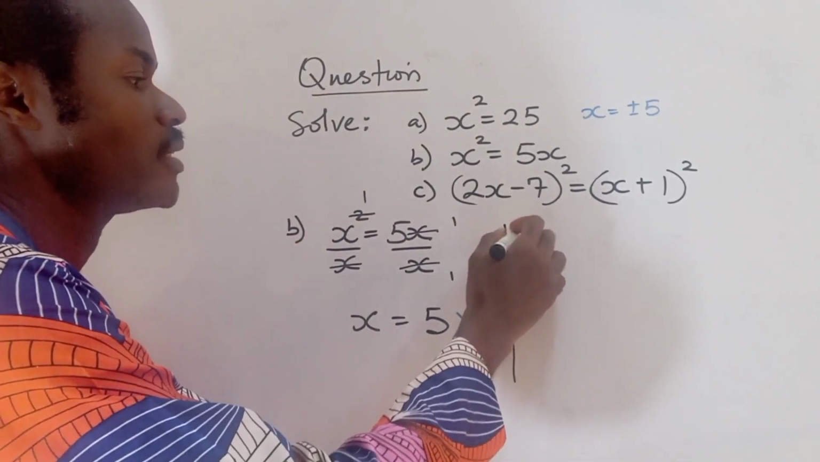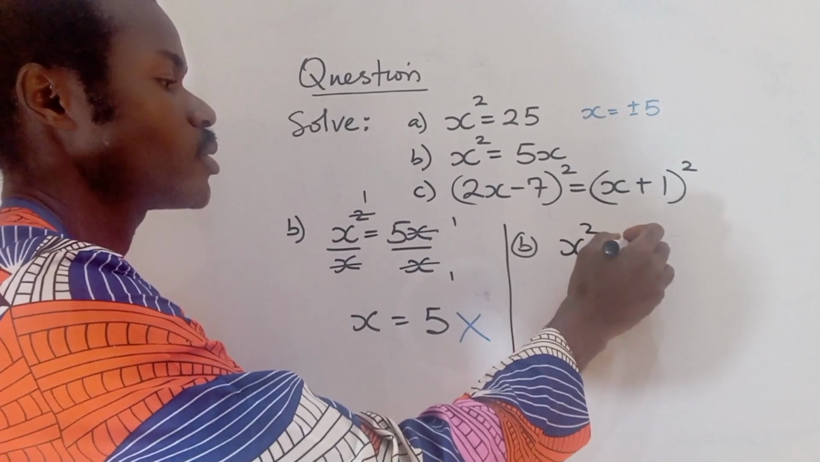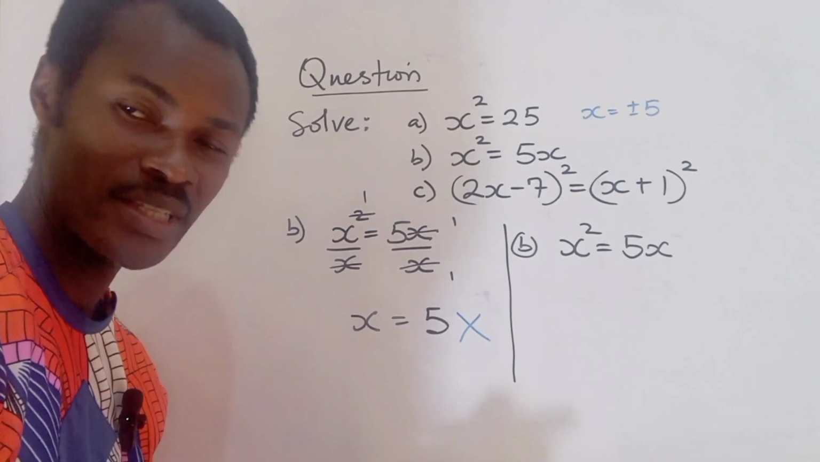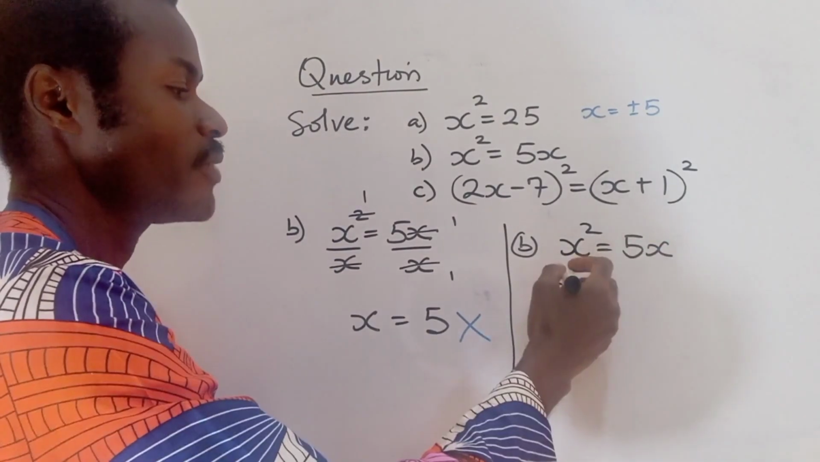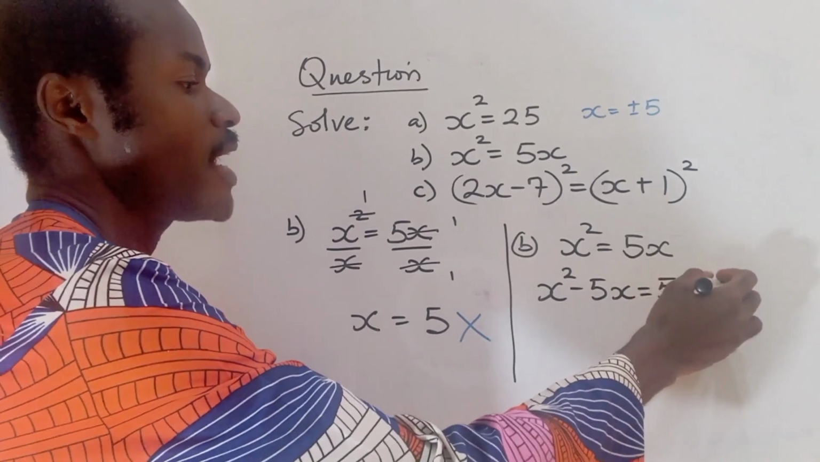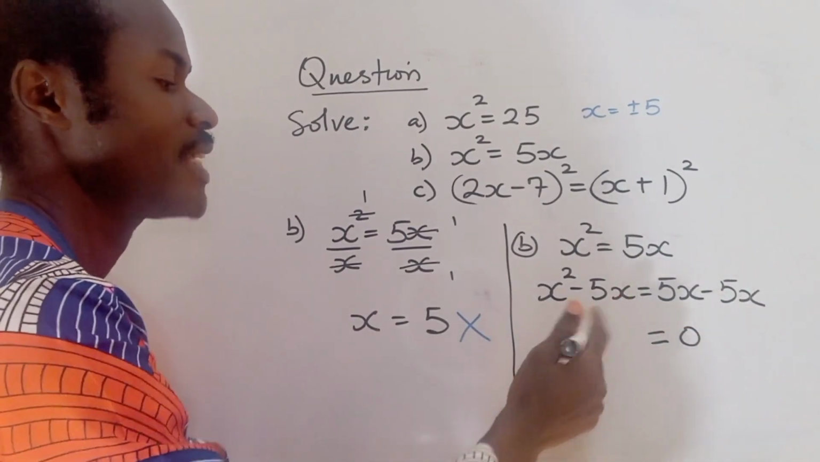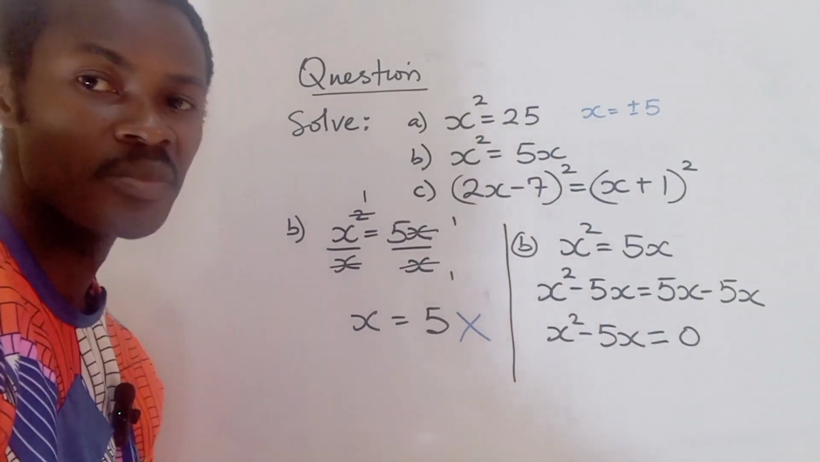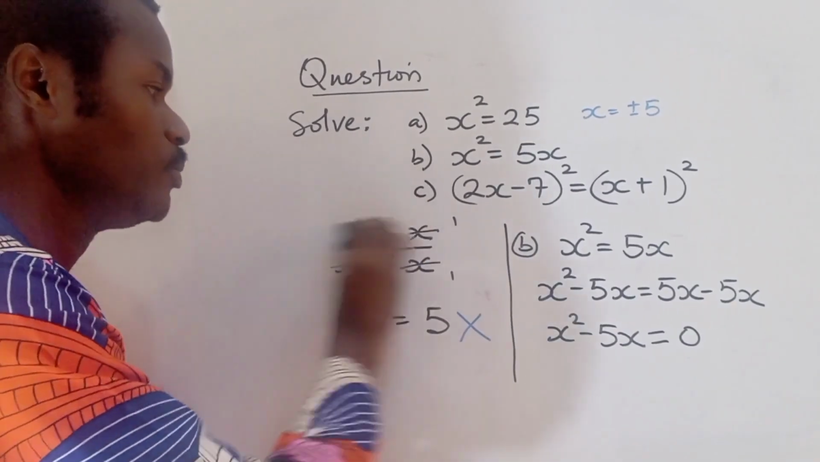So the correct way is this. This is a quadratic, so we have x squared is equal to 5x. Anytime you have a square, you need to have two solutions for that problem. So what we are going to do is subtract 5x from both sides. If I subtract 5x from both sides, this side becomes 0, and this side becomes x squared minus 5x.